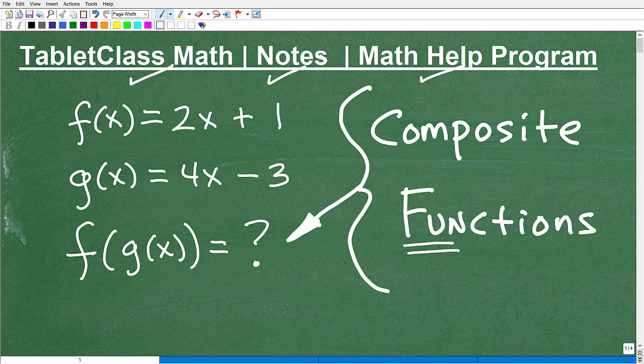All right, so let's get into this concept of composite functions. And you can see here I have two functions, and then we're trying to do this crazy thing right there, all right? So let's get to it.